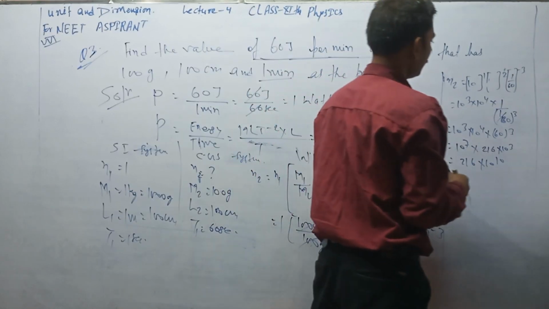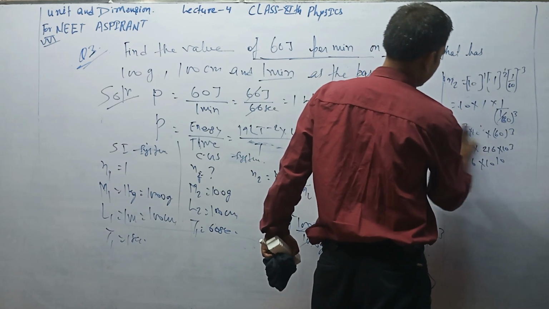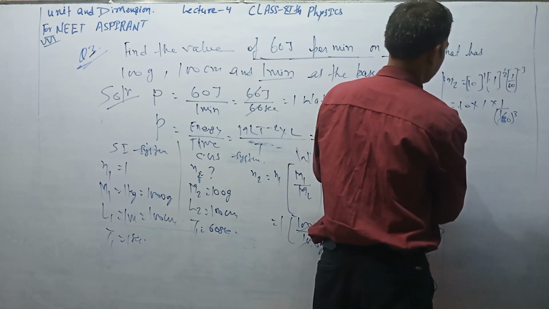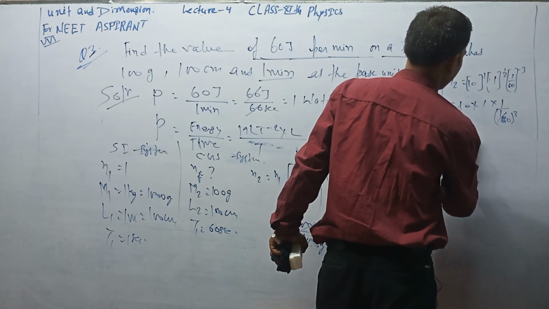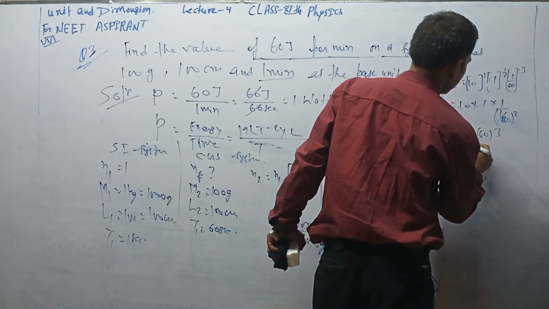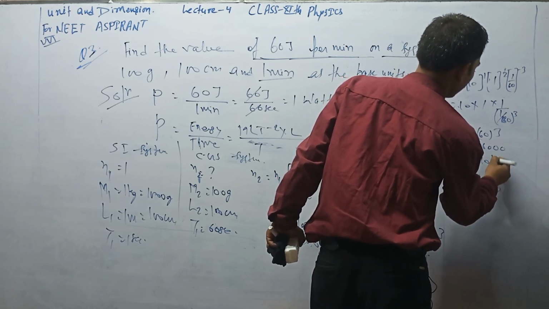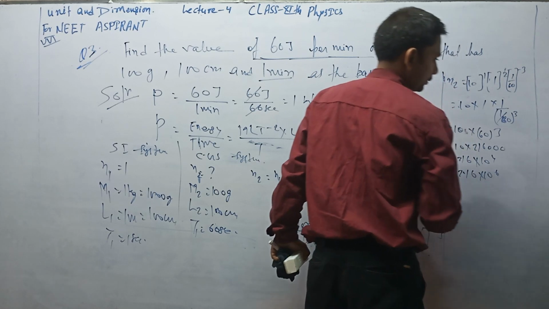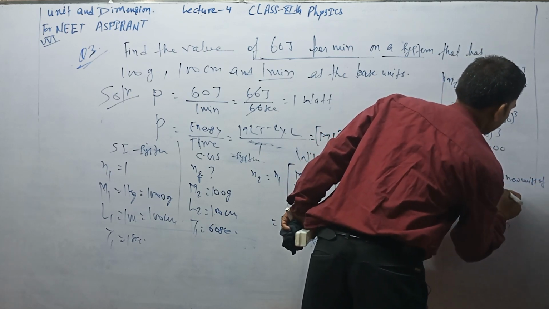60 to the power minus 3, so 10 into 1, so 10 into 10, 10 into 10, 60 to the power 3, that means 10 into 216. 216 into 10 to the power 4, so I will convert it to 2.16 into 10 to the power 6 new units of power.